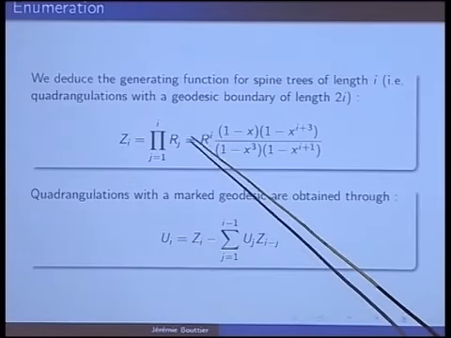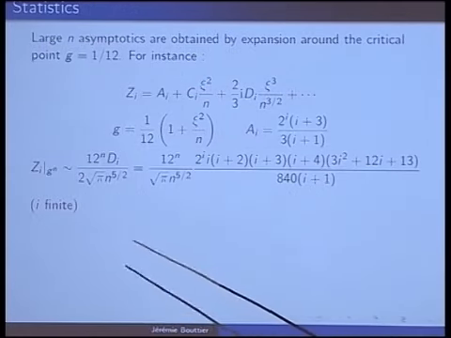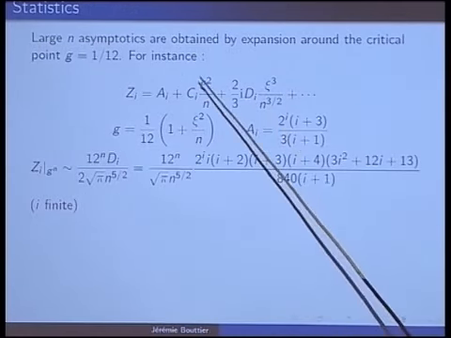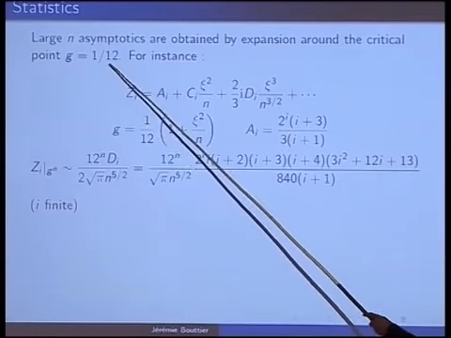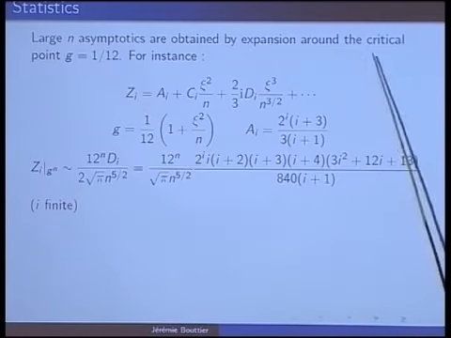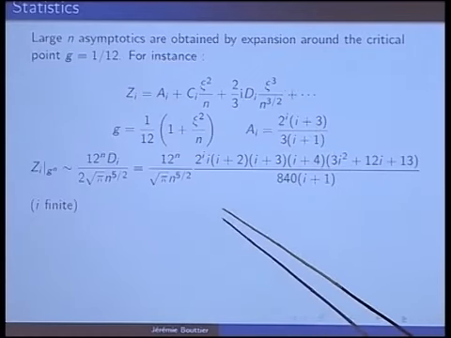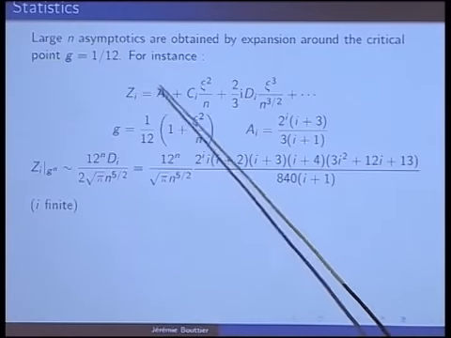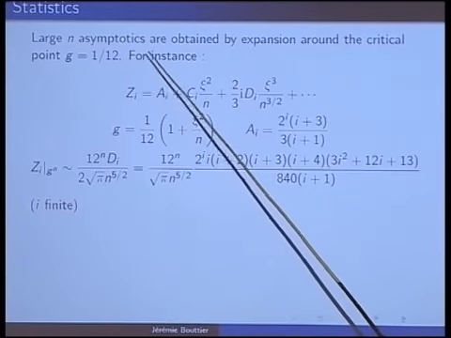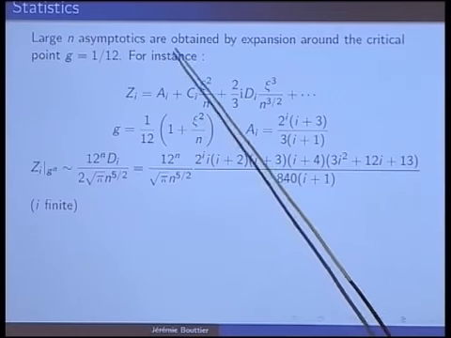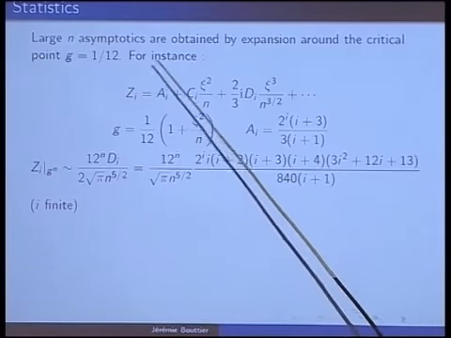Once you have a generating function with an exact solution, then it's just an exercise in analysis to compute the large asymptotics of the generic term of your series. You have a series, so you just have to expand around what I call the critical point, which is 1/12 in the quadrangulation. That is the radius of convergence of this series, and you know that the large n asymptotics of the generic term of your series is related to the expansion of its sum.